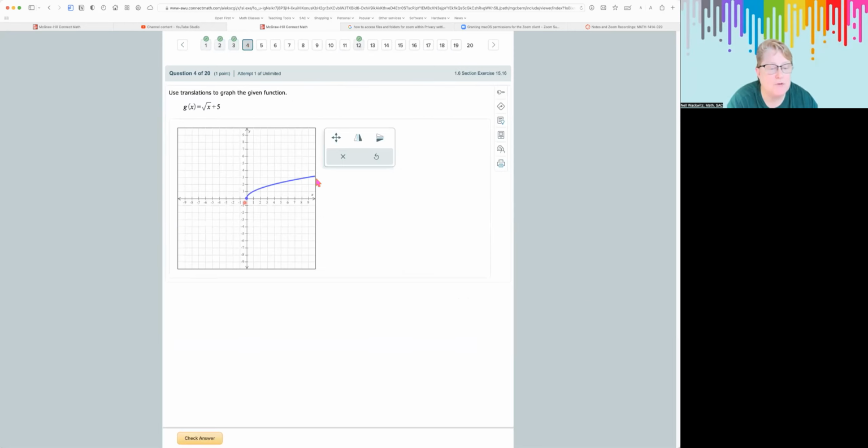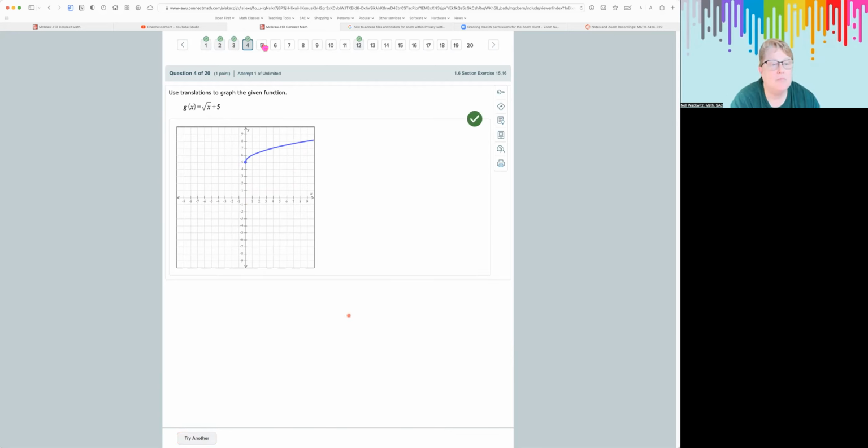So here's the square root function, and they're asking us to graph g of x, which is the square root of x, all plus 5. Remember, when they're adding or subtracting outside the function, you're going to move or slide vertically. We're going to use this tool, and it says translation tool. I'm just going to grab the function. So I held my cursor down and dragged up until I've gone up 5 units. And now let's check. Yay.